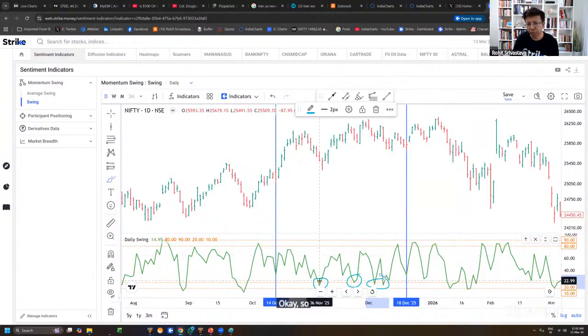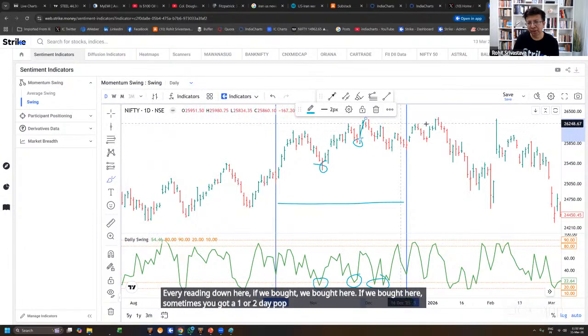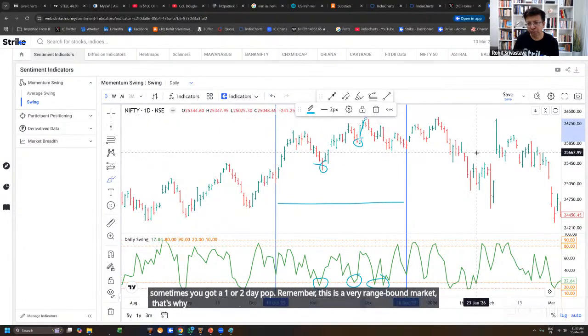Okay, so how will you buy this 2x Nifty? You will buy on the swing. You will buy based on what the weekly RMI trend on Nifty is. And when the weekly RMI trend during this period was bullish, every reading down here, if we bought here, sometimes you got a 1 or 2 day pop. Remember, this is a very range bound market. That's why it was only 1 or 2 day pops.